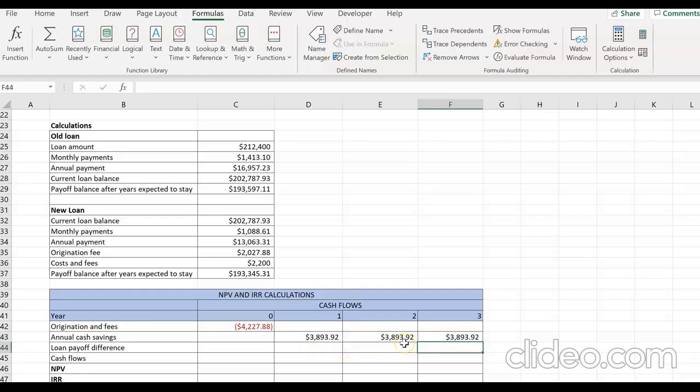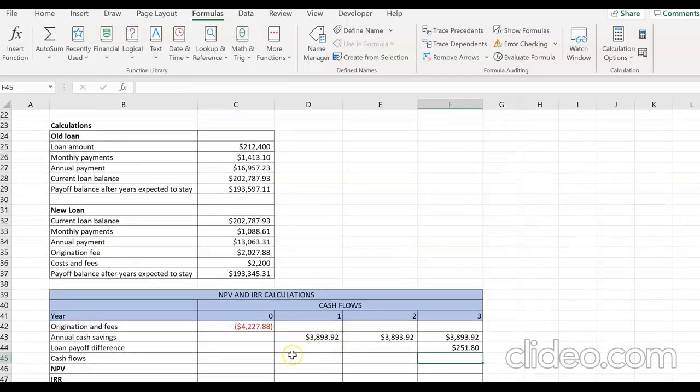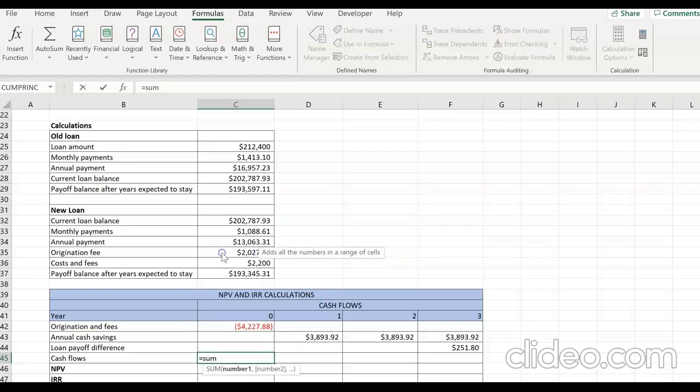For the cash flows, the loan payoff difference, we can subtract the previous payoff with the new payoff. And for the cash flows sum, I use the function sum, and we can also drag it down over here.